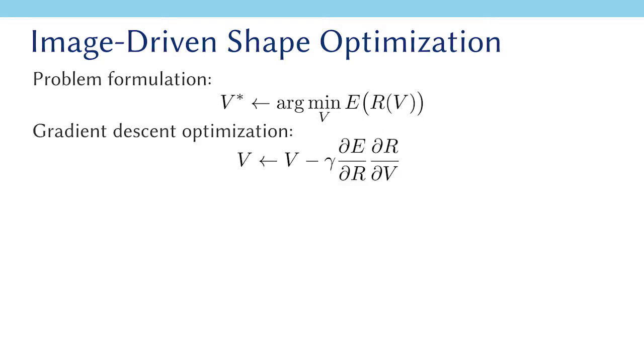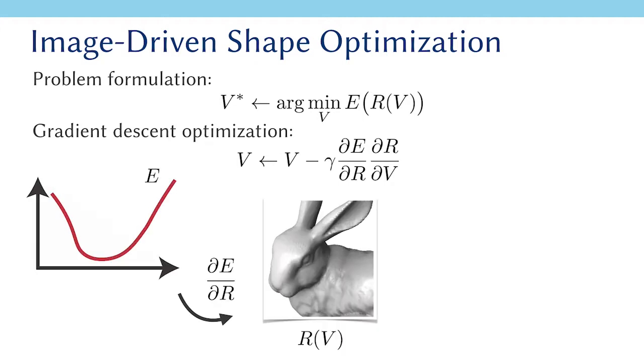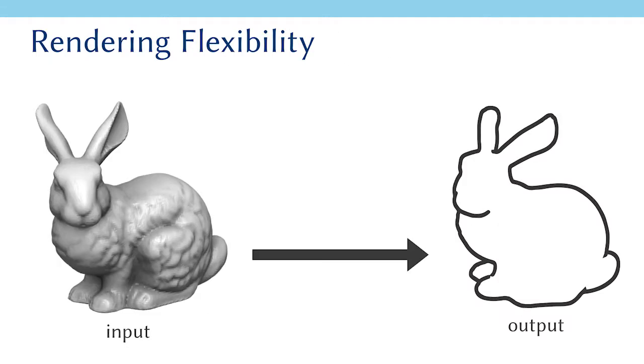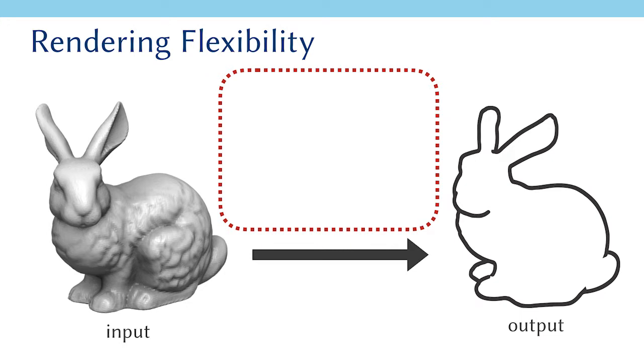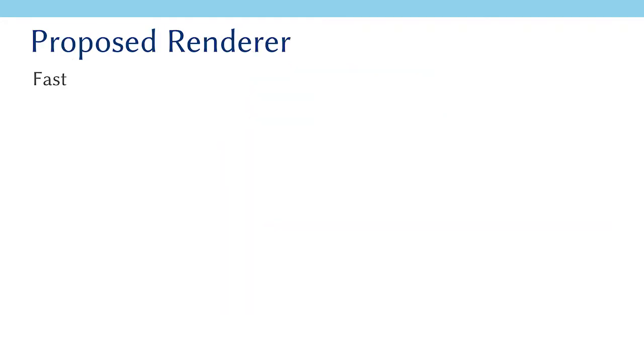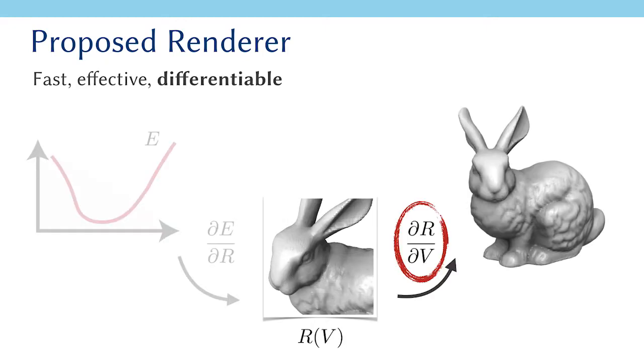This can be solved using gradient descent by applying the chain rule, where the dE/dR is the derivative with respect to the image which can be obtained from the image processing, and the dR/dV is the derivative of the image with respect to vertex positions, which depends on how we design the renderer. Let's take a step back. We can see that Paparazzi takes a 3D shape and outputs a 3D shape, which means the quality of intermediate renderings is not that important, and we have the flexibility in choosing a renderer that is suitable for our tasks. In particular, we want to have a renderer that is fast, effective, and more importantly, is differentiable so that we can compute the dR/dV.